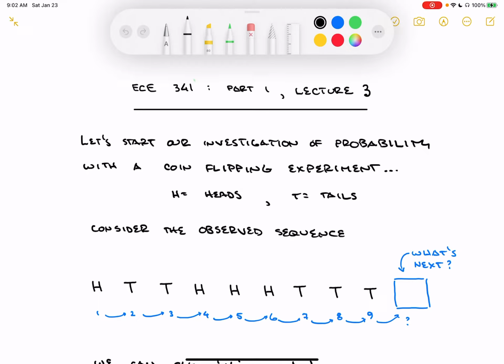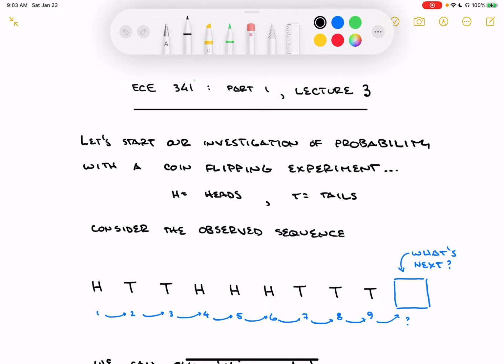I think we'll start this with a coin flipping experiment. There are two outcomes from a coin being flipped. It can either be heads or tails. We'll indicate these two events using an H or a T. And I'd like you to think about a sequence from this coin flipping experiment that ends up in the following pattern. It gives us H, T, T, H, H, H, T, T, T, and then I'm interested in what happens next. I'd like us to try to figure out what goes into that next box.